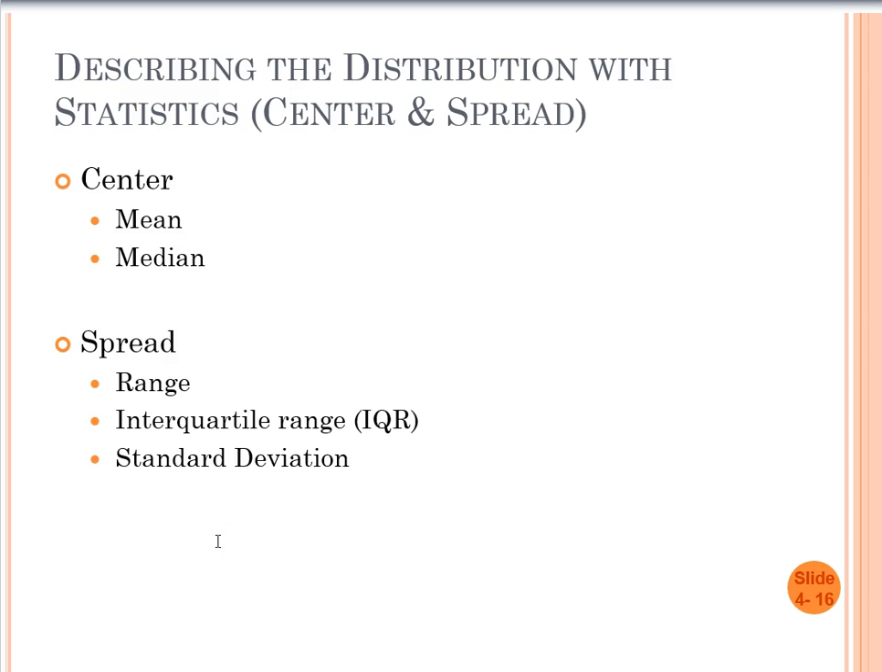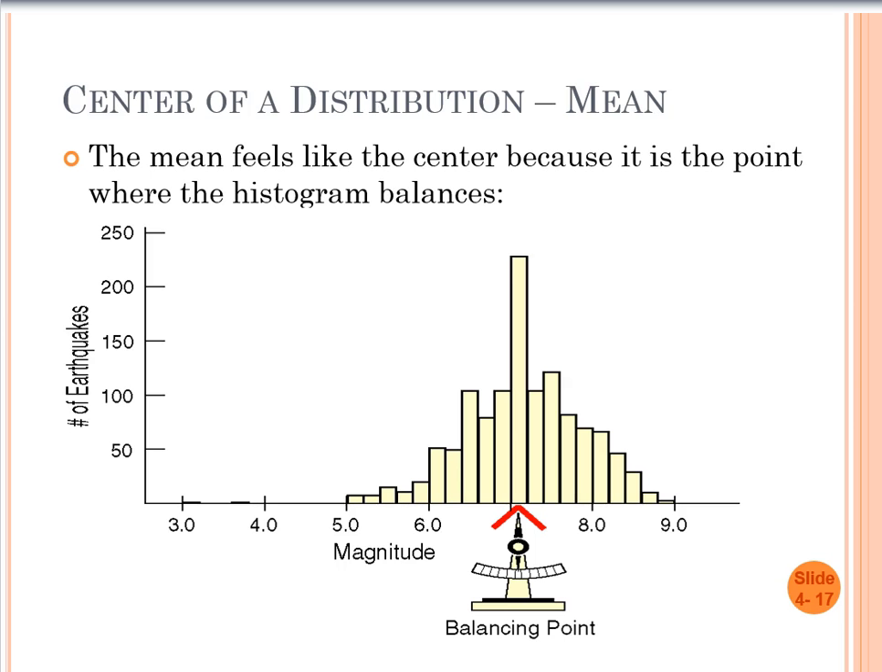The other two things that we really care about in histograms is the center of the histogram and then the spread, so how spread out it is and how much variation there is. So we have several metrics for each of these. For the center, we have the mean and the median, and for the spread, we have the range, the interquartile range, and the standard deviation. So all of these are just different ways to measure spread, and these are just different measures of what we would consider the center.